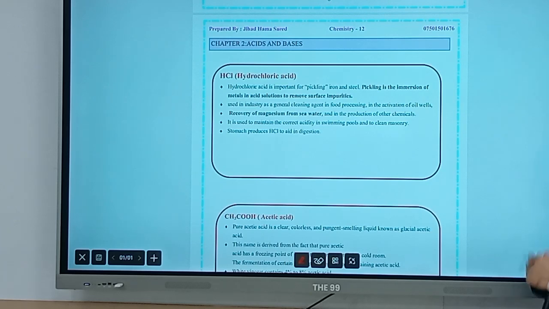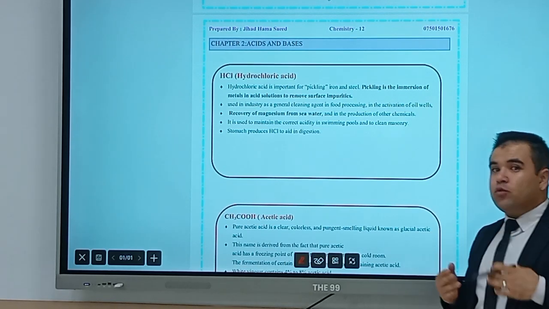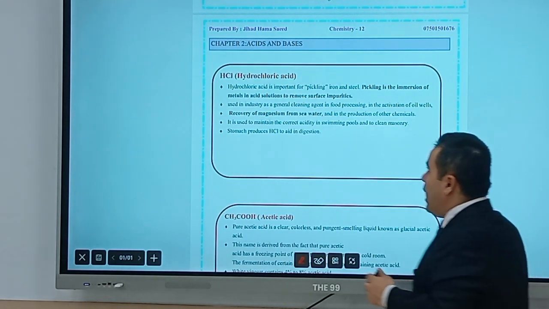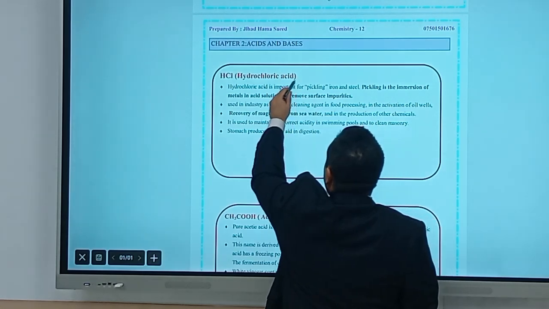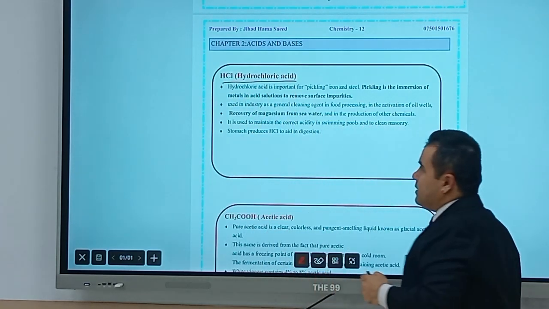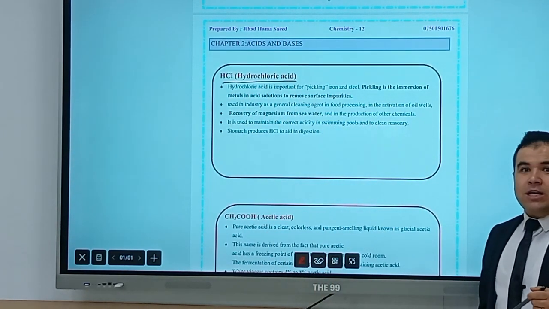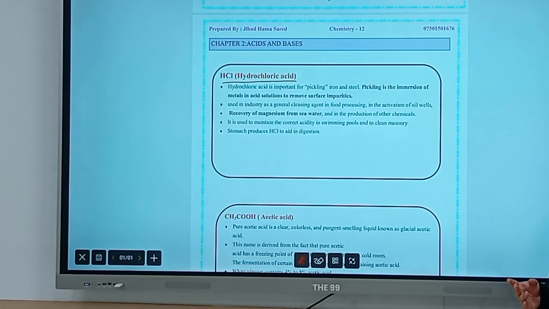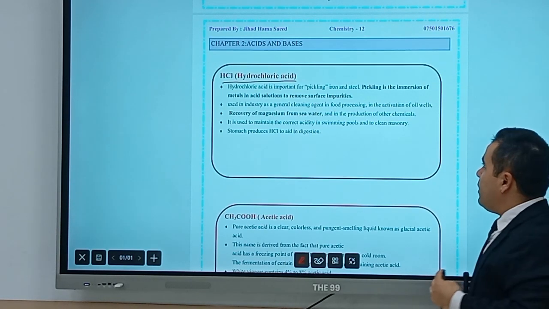The next acid is stomach acid. We call it the stomach acid. Why? Because it is released by the stomach. Hydrochloric acid. The hydrochloric acid is the acid which has many applications. We will be talking about it.